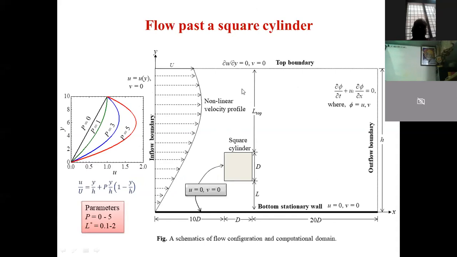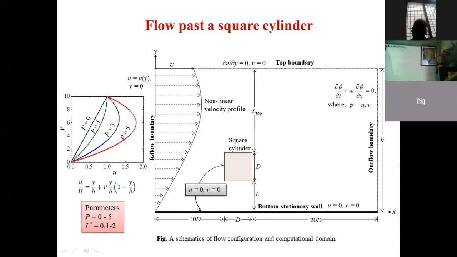Okay. So I was giving this one example of a flow past a square cylinder. You can imagine this is a single bluff body, placed at different gap heights L from this stationary wall, and at the inlet, a different inlet velocity profile is applied using this equation. This type of flow is called quasi-Poiseuille flow. Here, this depends on this P. As we vary this P, the nonlinearity of the inlet velocity profile is increased.